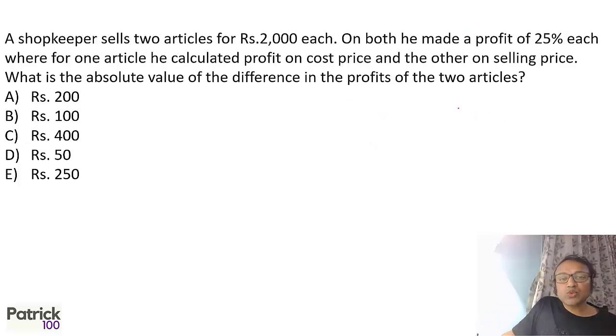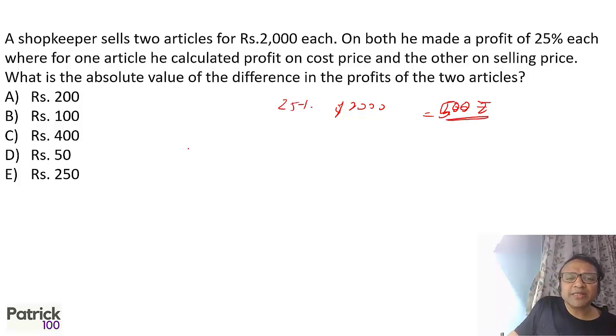A shopkeeper sells 2 articles for 2,000. He made a profit of 25% each. So on one article, he made a profit on cost price, other on selling price. So selling price is easy. 25% of 2,000 is, sorry, 500 rupees profit. When you're selling on selling price, 500 rupees profit is a selling price profit.